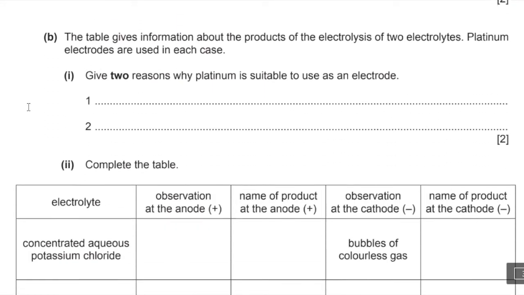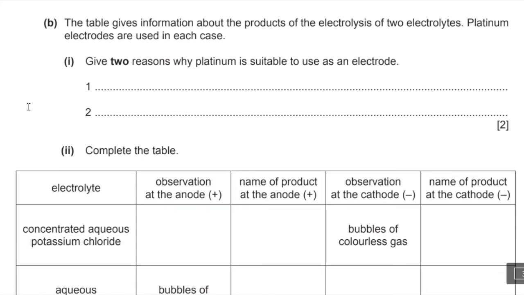B, the table gives information about products of electrolysis of 2 electrolytes. Platinum electrodes are used in each case. Give 2 reasons why platinum is used as an electrode. So you want to use something which not only conducts electricity but is also inert, and those are the 2 properties which platinum has.